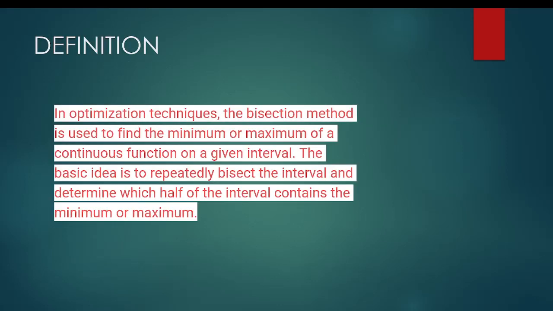The basic definition of the bisection method is: in an optimization technique, the bisection method is used to find the minimum or maximum of a continuous function on a given interval. The basic idea is to repeatedly bisect the interval and determine which half of the interval contains a minimum or maximum.